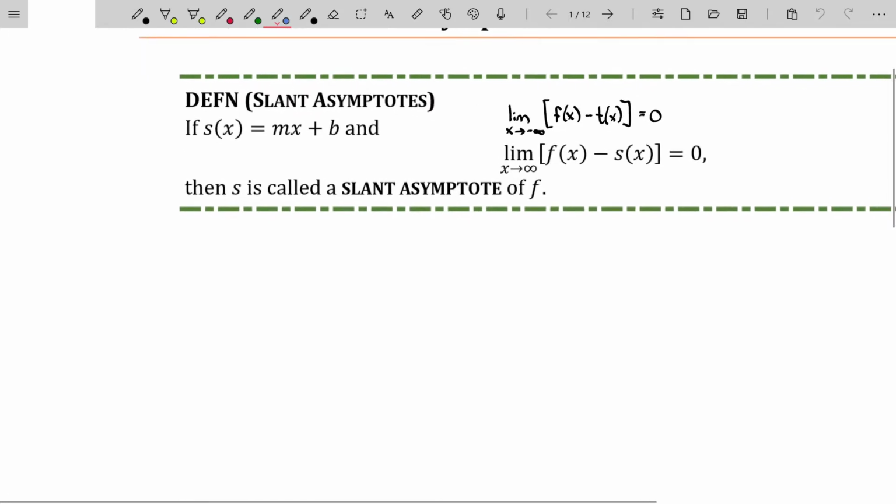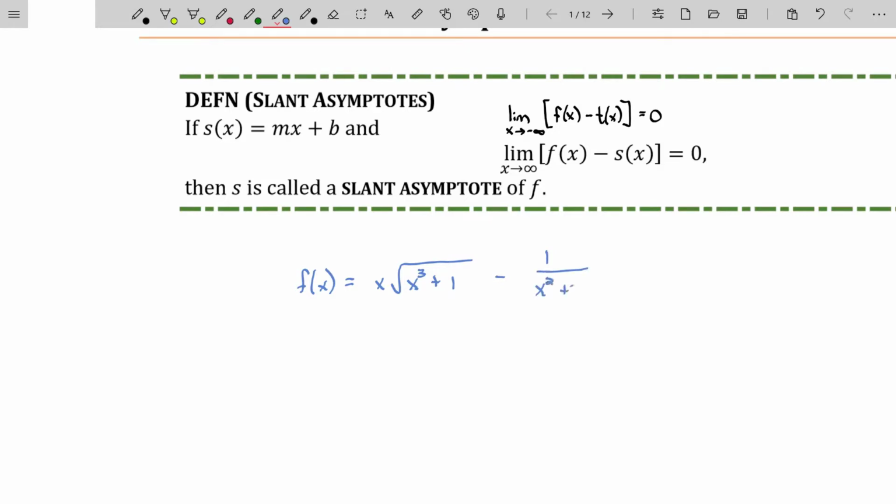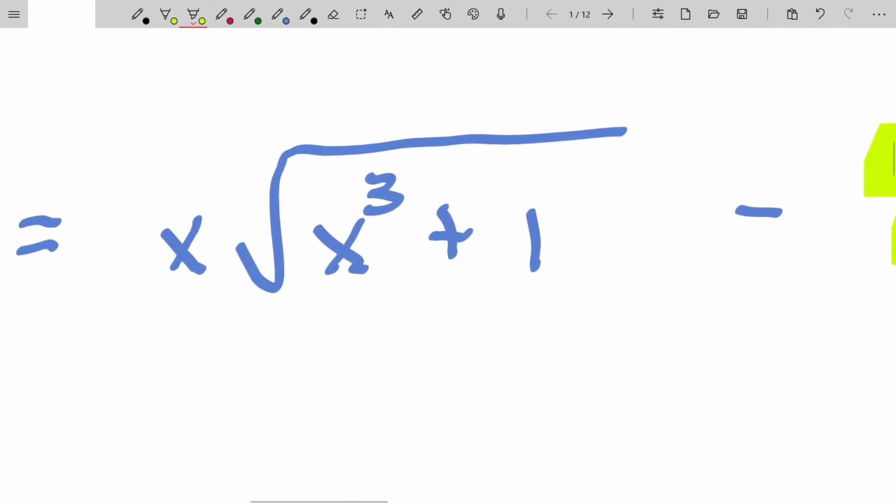So if somebody hands me a function, f of x, is equal to, it really doesn't matter, let's say x times the square root of x to the third plus 1, minus 1 over x squared plus 2, plus e to the negative x. Well, as x goes to infinity, two of those terms, specifically this guy and this guy, disappear. And so the behavior of this function is modeled by the remaining function. That would not technically be called an oblique asymptote, but it sure does give me a good visual of the behavior. And you might look at that and say, how does that even give you the behavior? Or how do I even know how to graph that?